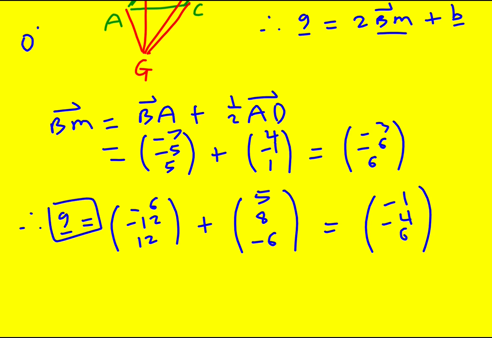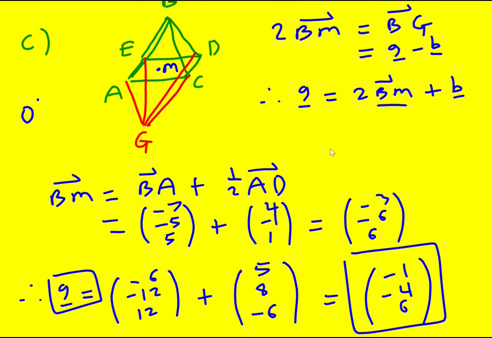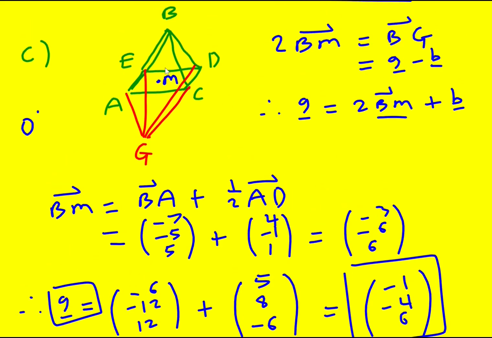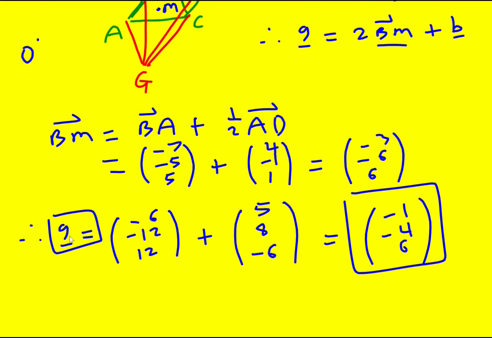That might not be the only way we can do it, but it's a solid way, and I hope I've made sense with it. So we know about B to M, or we can find out about it. We double it to get B to G, and then we can just manipulate the vectors to be able to find the position vector of the other vertex. Okay, well done.